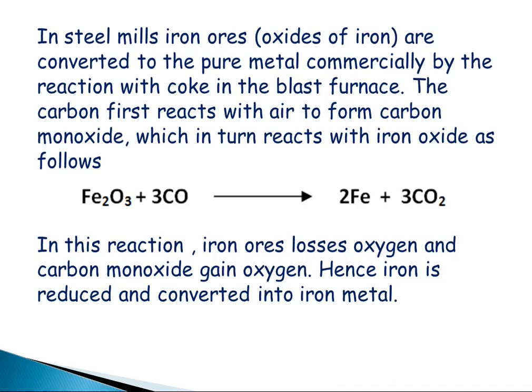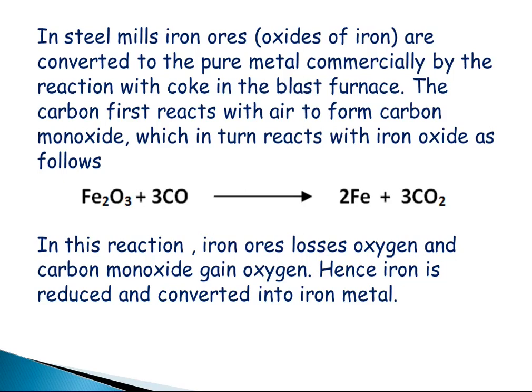In steel mills, iron ores, that are basically the oxides of iron, are converted to the pure metal commercially by the reaction with coke in the blast furnace. The carbon first reacts with air to form carbon monoxide, which in turn reacts with iron oxide as follows. So, in the steel mill, iron ores, which are the oxides of iron, are changed into pure metal commercially by reaction with coke in the blast furnace. Coke is basically a form of carbon.